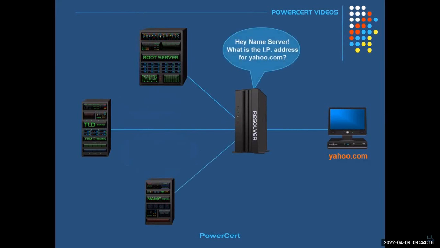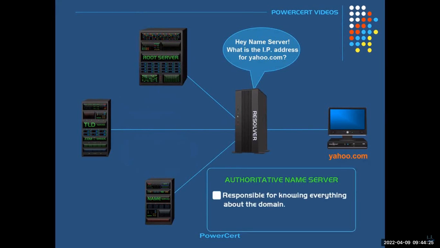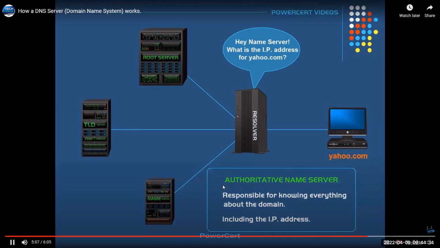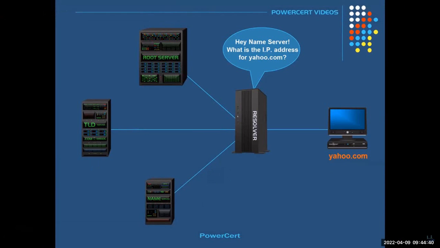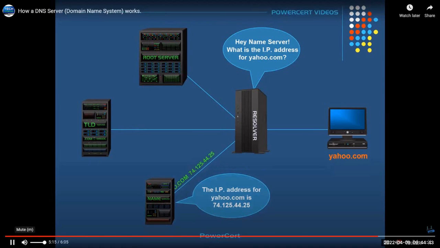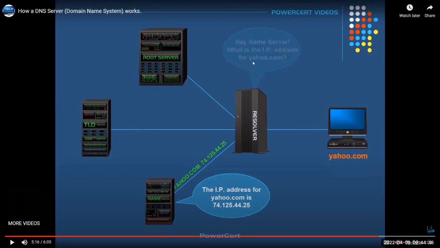So the TLD will direct the resolver to the next and final level, which are the authoritative name servers. Once again, the resolver will now ask the authoritative name server for the IP address for yahoo.com. The authoritative name servers are responsible for knowing everything about the domain, which includes the IP address. They are the final authority. So when the authoritative name server receives the query from the resolver, it will respond with the IP address for yahoo.com.